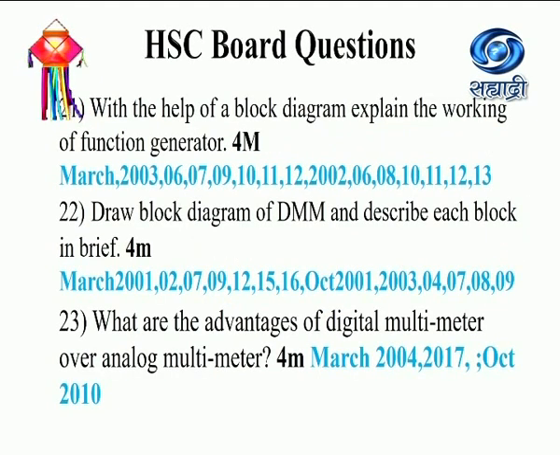Next question, with the help of block diagram, explain the working of function generator. So right now I have told you the block diagram explanation of function generator. In that question, you can explain different blocks which are used in a function generator to generate different waveforms like sinusoidal, triangular and square waveform. Draw block diagram of DMM and describe each block in brief for 4 marks. So first of all, you have to draw the block diagram of DMM and you have to explain each block. Next question, what are the advantages of digital multimeter over analog multimeter for 4 marks? So you have to write down at least 8 points for this question. Advantages of digital multimeter over analog multimeter.